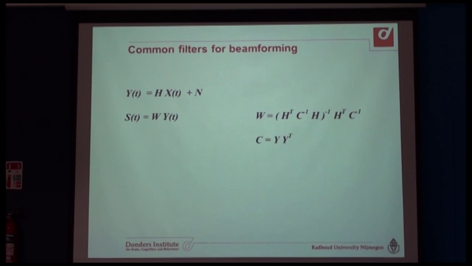Okay, so what we have is the covariance matrix. And the covariance matrix is basically the data times the data transposed divided by the number of data points. What we also have is the source level power. And the source level power is basically the source level time series times the source level time series transposed. It's the variance of the source.